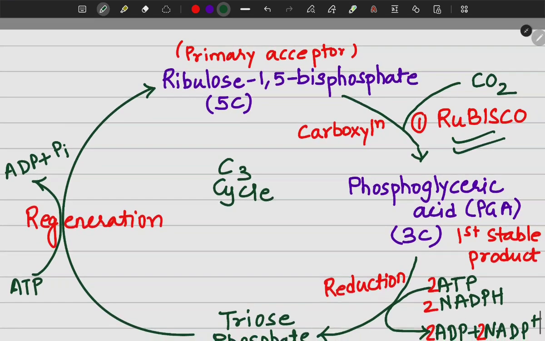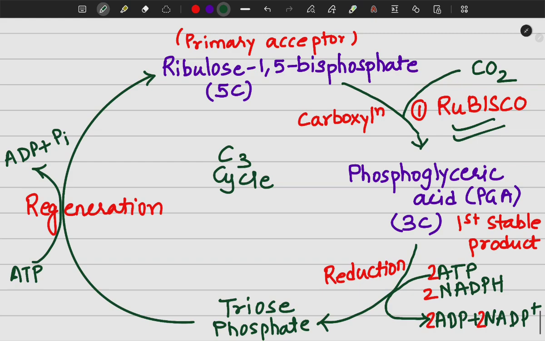Alright, so what happened? We summarize the cycle into the three steps. The first step is the carboxylation, where the carbon dioxide from the atmosphere is accepted by the primary acceptor ribulose 1,5-bisphosphate in the presence of Rubisco enzyme, and the first stable product called phosphoglyceric acid having 3 carbon is produced. It is because of this first stable product having 3 carbon, the cycle is named as C3 cycle.